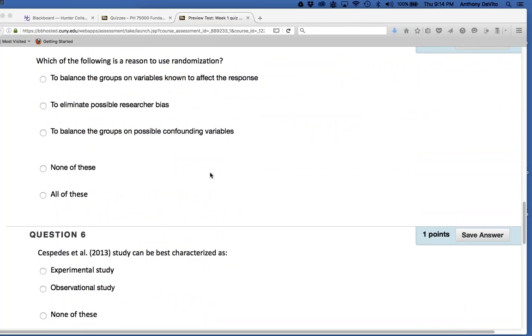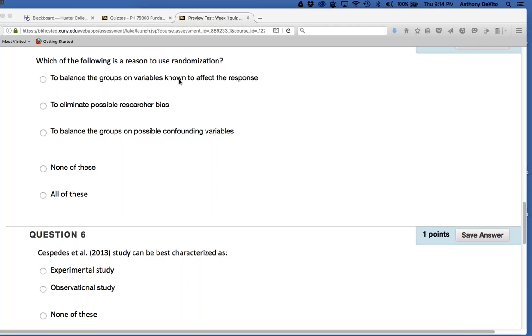Which of the following is a reason to use randomization? To balance the groups on variables known to affect the response, to eliminate possible researcher bias, to balance the groups on possible confounding variables. That sounds similar to this first one, right? These two sound almost like they're saying the same thing. And yeah, that might be nice. We don't want all the smokers.